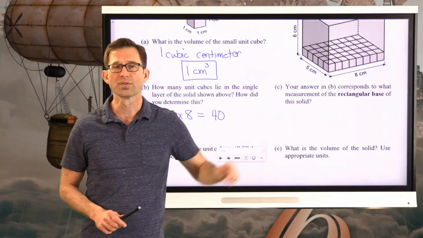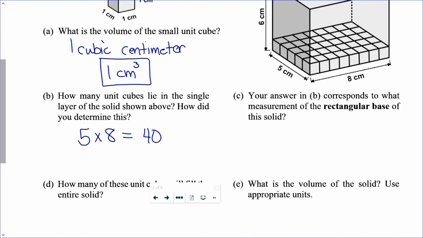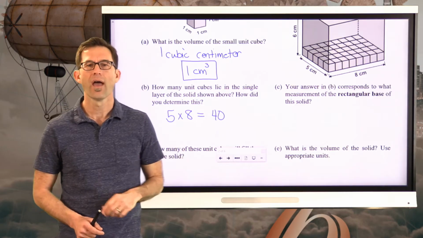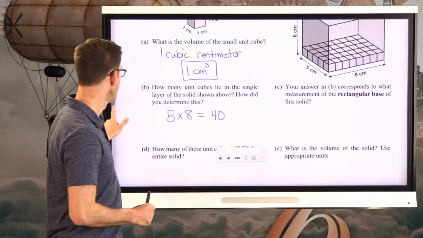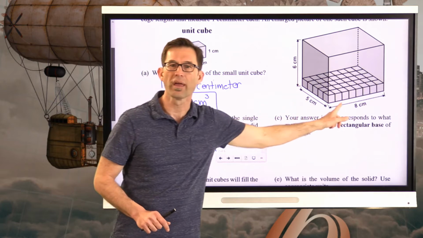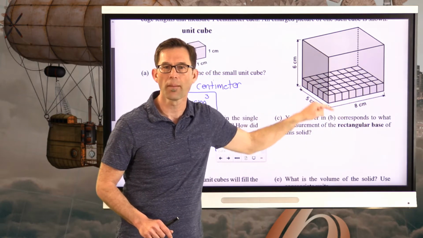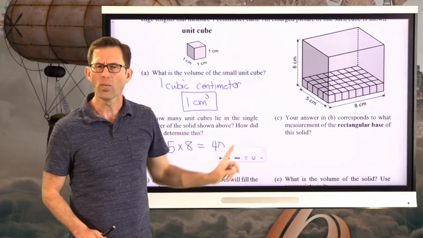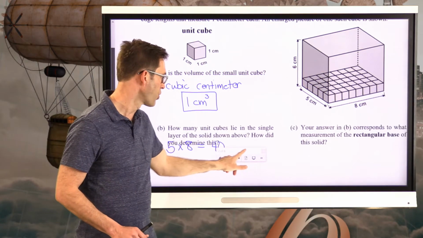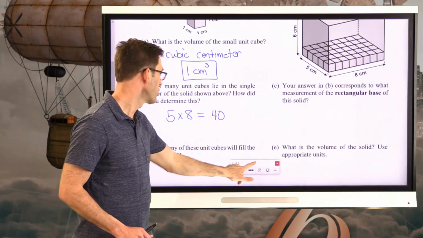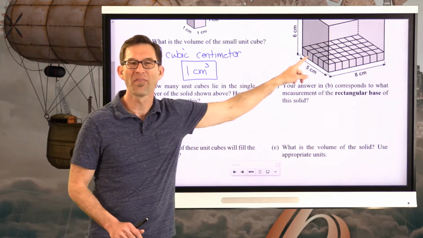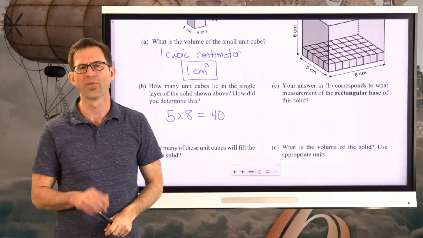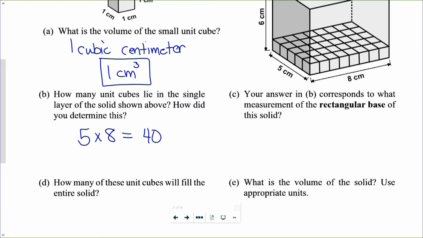Now, very important, letter C. Your answer in B corresponds to what measurement of the rectangular base of this solid? All right, in other words, that 40 actually represents something about this rectangular base. Remember, we've got the bases right on the top and the bottom, and then we've got the lateral faces that go around the solid. What does this 40, which we can't see anymore, represent about that base rectangle? Pause the video now and think about this.